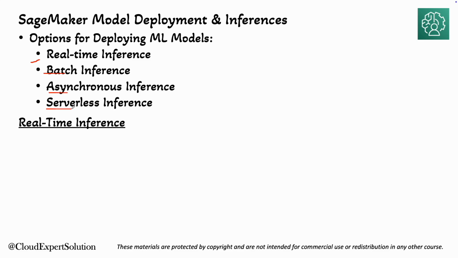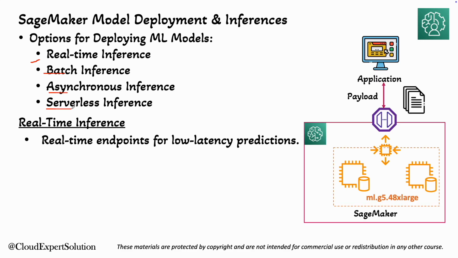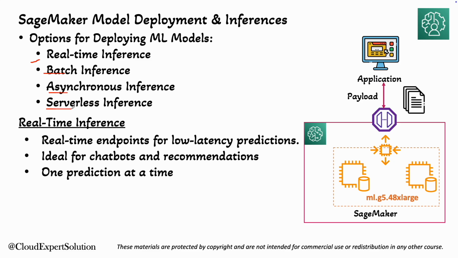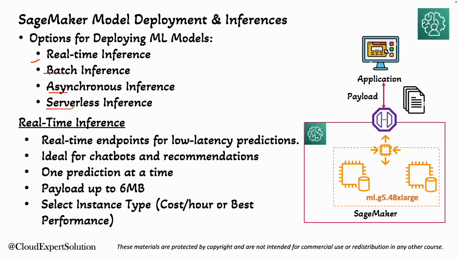To start with real-time inference, we can deploy models to real-time endpoints for low latency predictions, and this is ideal for applications that require immediate response, such as chatbots or even a real-time recommendation system for a web or mobile app. Here you can perform one prediction at a time, and it can only support payloads up to 6 MB per file. Now to do that, first you need to select an instance, and you can choose either cost per hour or best performance from the available instance types.